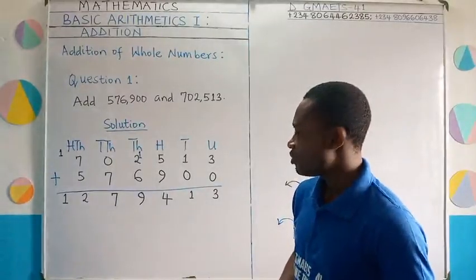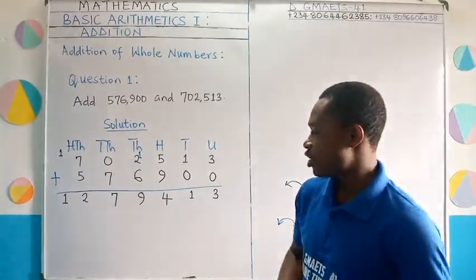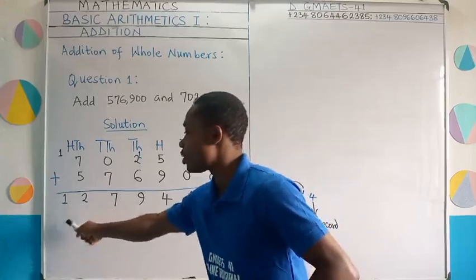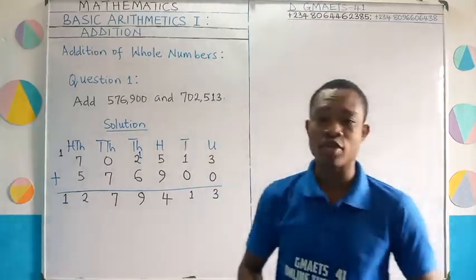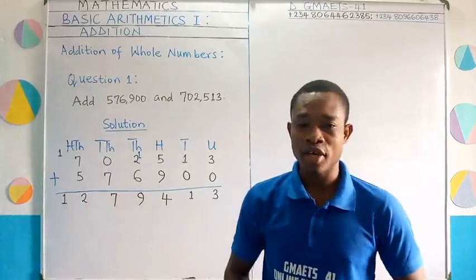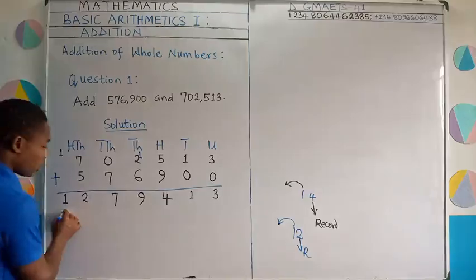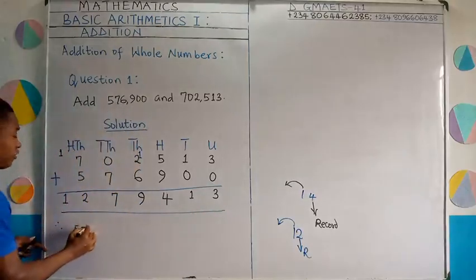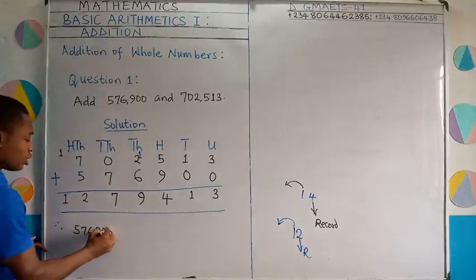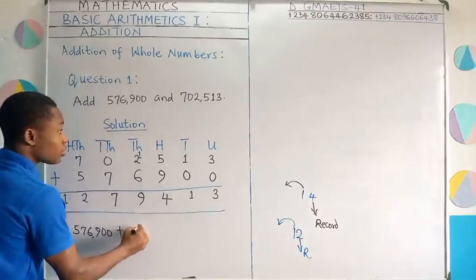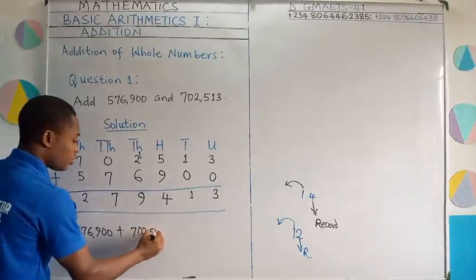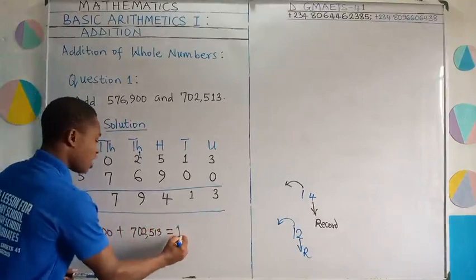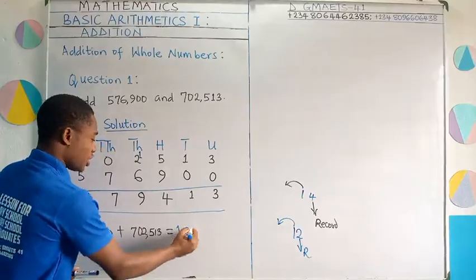The answer here, how do you pronounce these digits? Of course, you separate into 3s, put a comma, 1, 2, 3, put your comma. So this is 1,279,413. And that's the answer. I'm done with question number 1. Can I conclude therefore? 576,900 plus 702,513. Right, the answer is equal to 1,279,413.